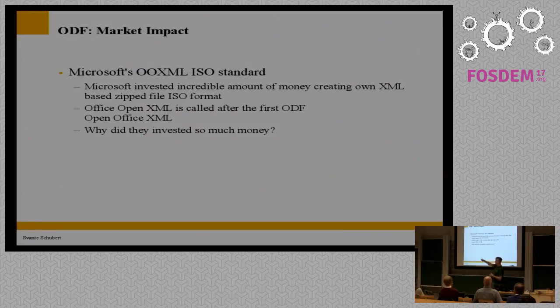Office Open XML was born by just switching the words. I find it very interesting that they did that. And the most interesting part is, why did they do this? I mean, why did they invest so much money into creating their own ISO standard? And to be honest, I'm not sure, but it has to do with the ISO standard that governments can demand that companies have to fulfill.